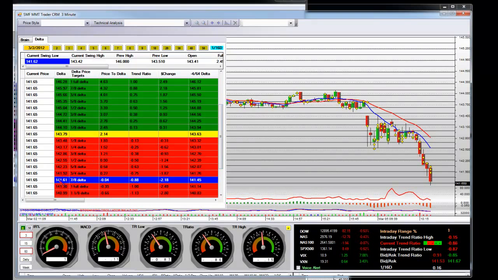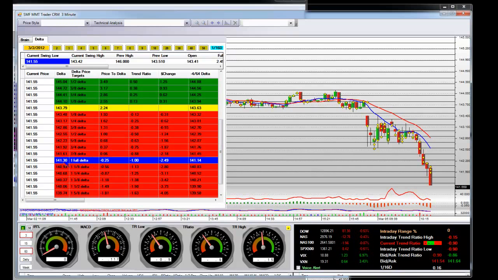Let's find out what one full delta is. So I'm going to put a limit order to go long at 141.30. I'm coming to one full delta. So I'm going to look at one delta right here and see if I can get in this trade down here at the bottom. There's a 1, 2, 3.